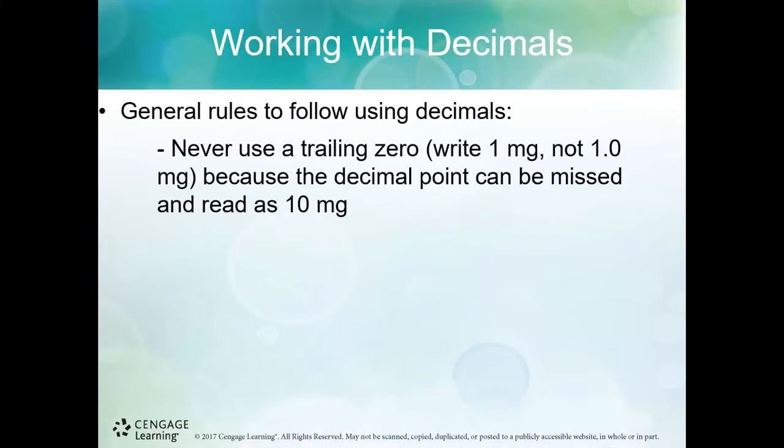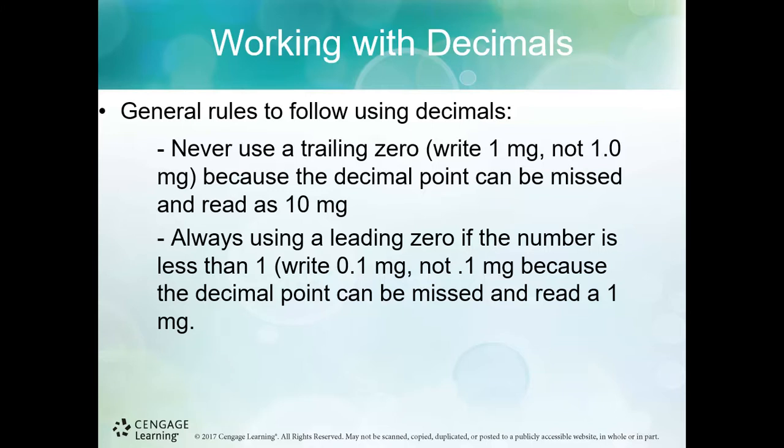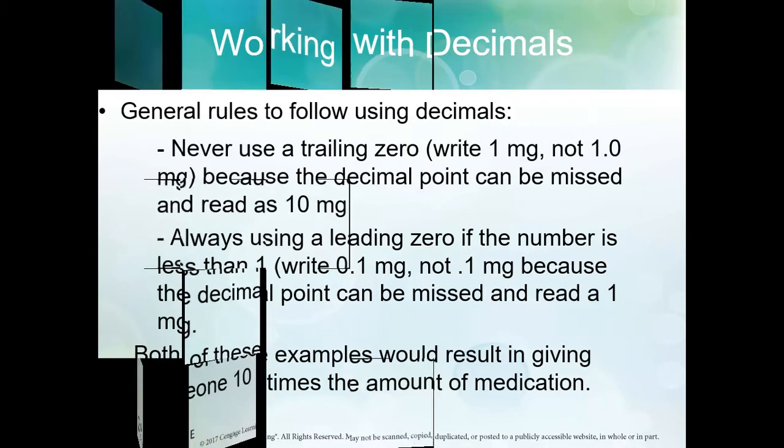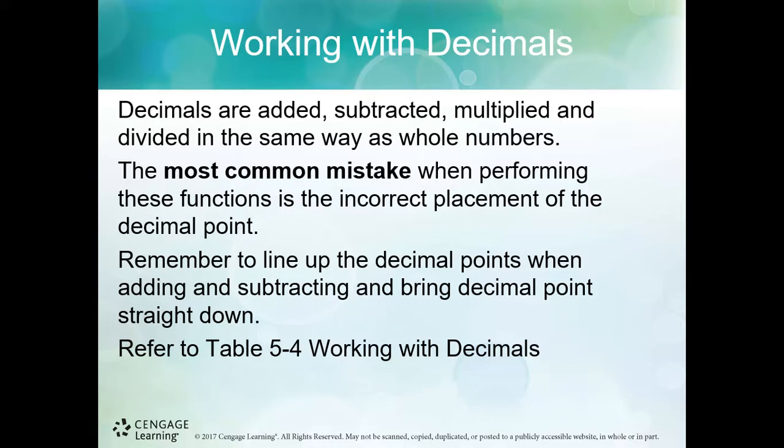Okay, general rules to follow: never use a trailing 0. Write 1 milligram, not 1.0, because the decimal point can be missed and then you can give a wrong dosage. Always use a leading 0. Think of it as bringing attention to that decimal point since it's not missed. Very important. Decimals are added, subtracted, multiplied, and divided in the same way as whole numbers, and the most common mistake is incorrect placement of the decimal point.